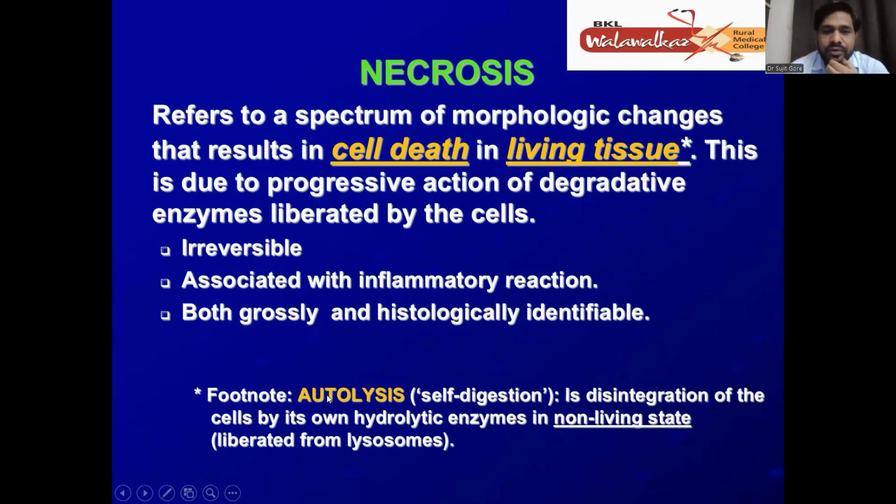Another type apart from necrosis is autolysis. Lysis is breakdown or destruction, auto is itself. So here it is cell digestion. It is disintegration of cells by its own hydrolytic enzymes in non-living state. Necrosis occurs in living tissue and autolysis in non-living tissue, and it is because of liberated lysosomes.